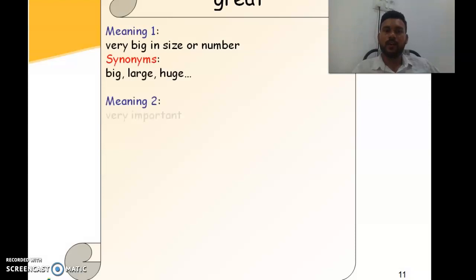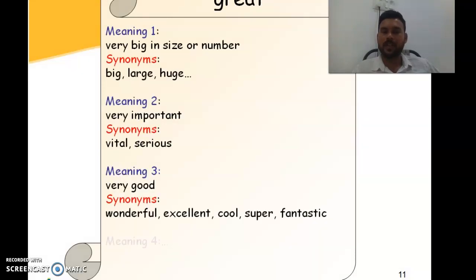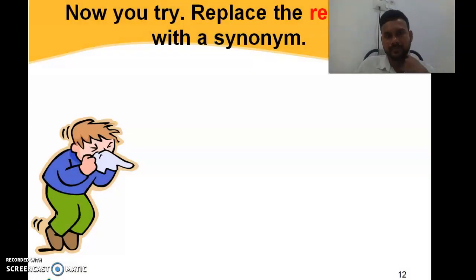See, the word great: if you look it up, you can find its meanings in a very big dictionary, but you can't find its synonyms and antonyms like that. In a dictionary you can find meaning 1, meaning 2, meaning 3. In a thesaurus you can find synonym 1, synonym 2, synonym 3 according to their parts of speech. Big, large, huge, vital, serious, wonderful, excellent, cool, super, fantastic. It goes on, meaning 4, meaning 5, like that.